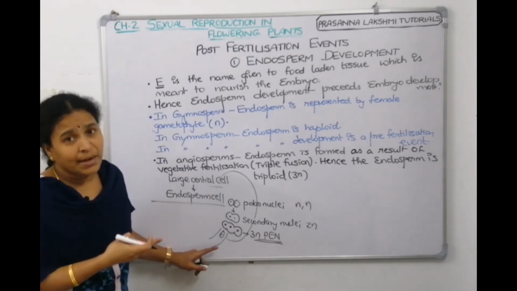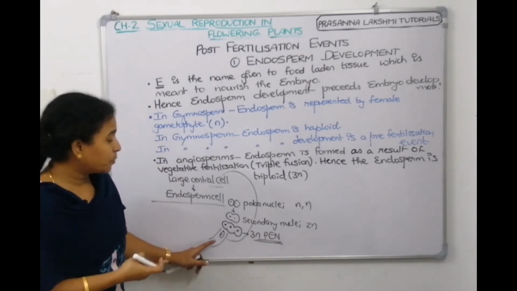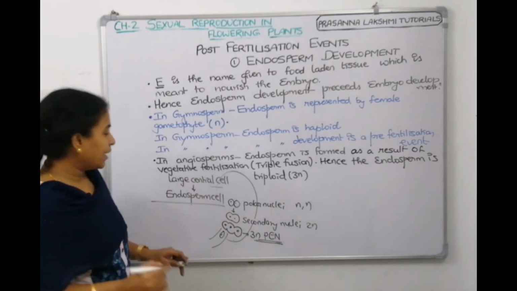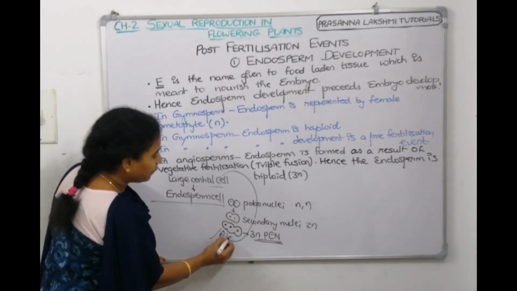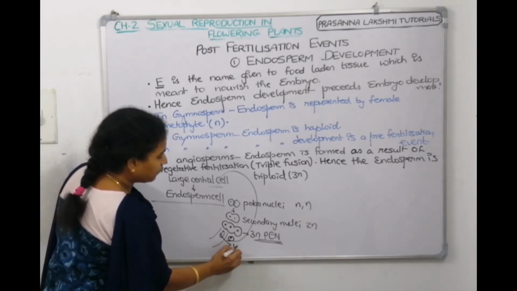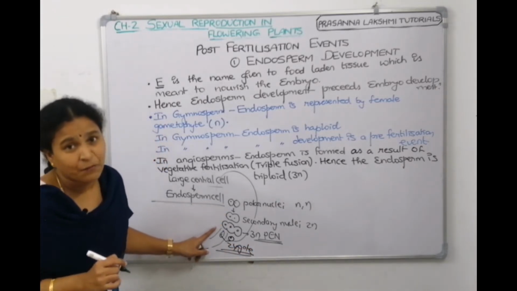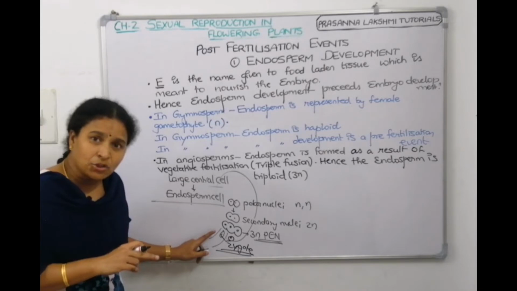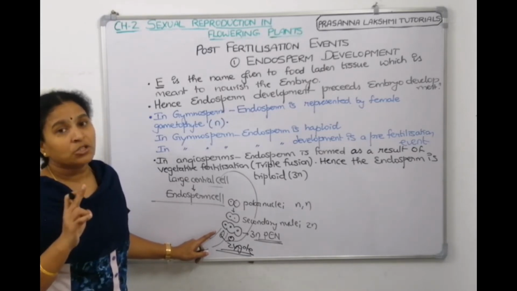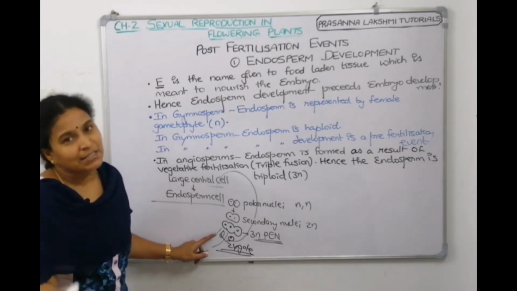And when is the endosperm getting formed in angiosperms? After fertilization, right? Because one male gamete came and fused with the egg. It resulted in the formation of the zygote. After zygote formation, PEN is getting formed. Means in angiosperms, endosperm formation is a post-fertilization event.